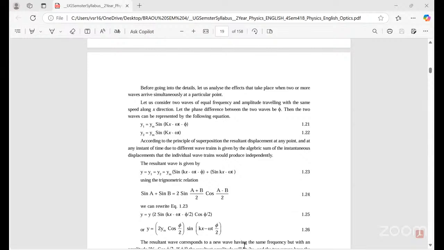According to the principle of superposition, y equals y1 plus y2. What do you mean by the principle of superposition? The total displacement of two or more waves is equal to the sum of the displacements of the individual waves. That is nothing but the superposition principle.